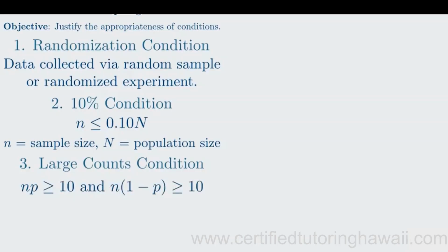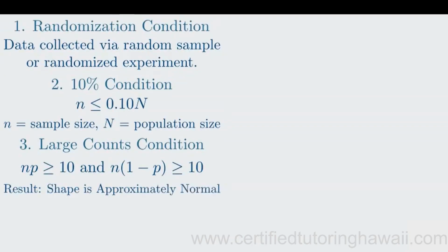We need to expect at least 10 successes and at least 10 failures in our sample. If this condition is met, the sampling distribution of P hat will be approximately normal. If these are satisfied, we can use the normal model to calculate probabilities. These conditions ensure our statistical inference is valid. Let's put all of this into practice with a concrete example.